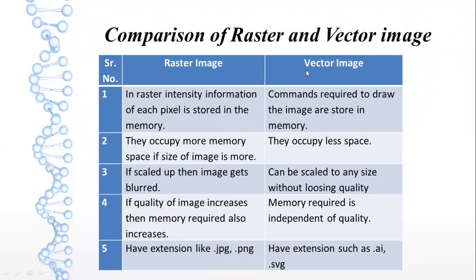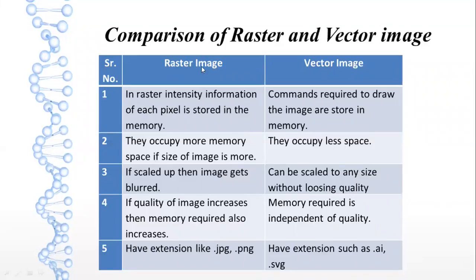Okay, now let's try to compare raster image and vector image. In case of a raster image, I told you that intensity information of each and every pixel is stored in the memory. In case of a vector image, only the commands required to draw the image are stored in the memory. Then raster images occupy more memory space if the size of the image is more. Yes, obviously, if the resolution of the image increases, if the number of pixels present in the image increases, then the memory which is required to store that raster image will also increase. But this is not the case with a vector image. Vector images require less space. Why? Because in a vector image, we are just storing commands.